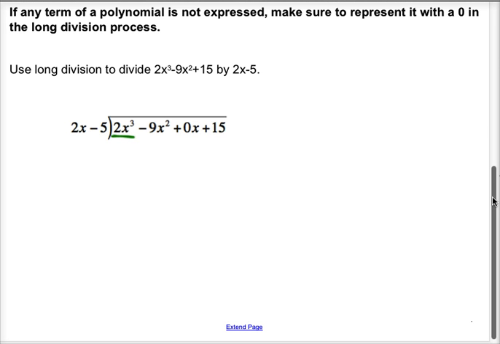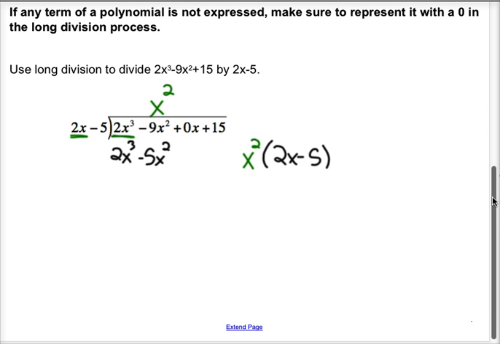So, I look at my first term, 2x cubed. And I want to use my 2x to cancel that. So 2x times what gives me 2x cubed? And hopefully you can see 2x times x squared will give me what I need. So I'm going to take that x squared and multiply it to the 2x minus 5. That's going to give me 2x to the third minus 5x squared.